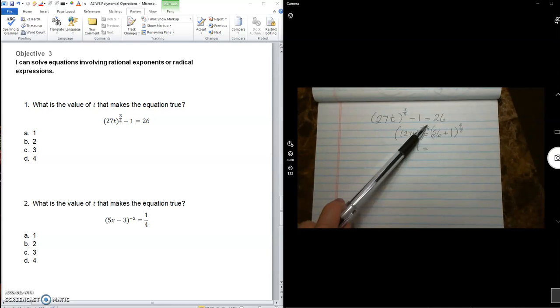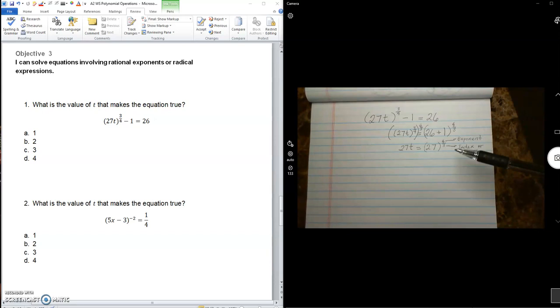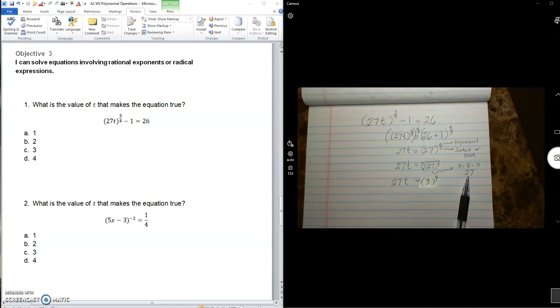This 3/4 will now cancel out and turn into a 1, so this will just be 27t. This will now be 27 raised to the 4/3, which will actually end up being, the 4 is the exponent, and the 3 is your cube root or the index, like this. The cube root of 27 is 3. So this right here is a brief explanation on why the cube root of 27 is 3, because 3 times 3 is 9, times 3 is 27. So the cube root of 27 is 3.